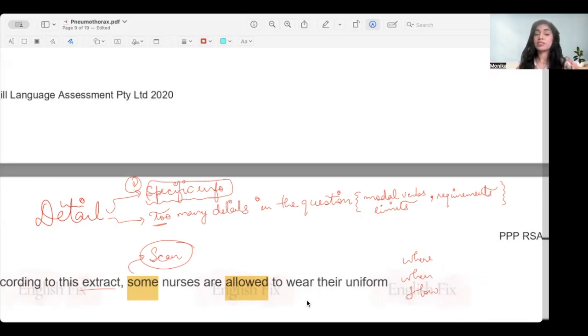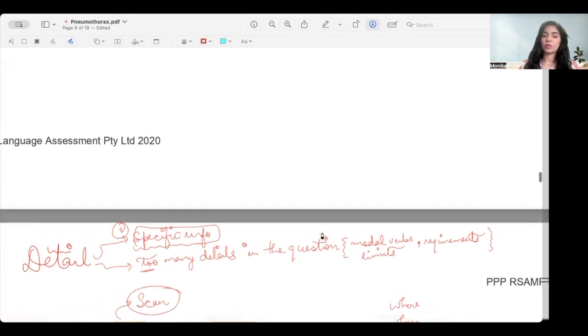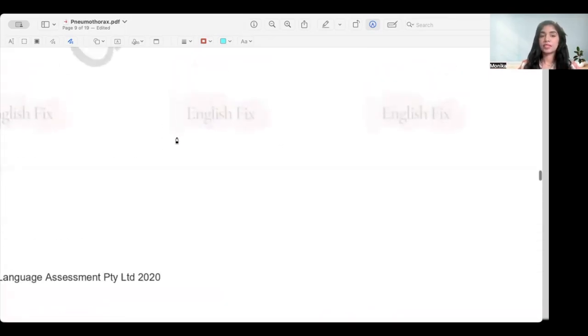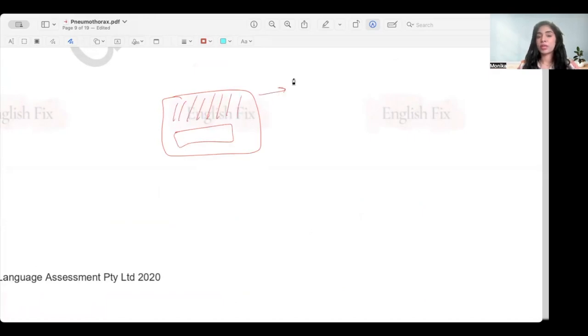Otherwise, what other things would happen? The other thing that would happen in a detailed question, let's say that if I'm supposed to look for information in a specific area, let's say here, but I'm reading all of this information here. Am I wasting my time? Yes, I am definitely wasting my time.